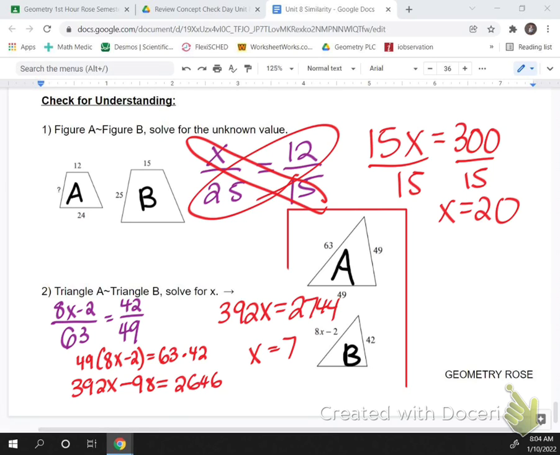All right, we've got some homework. It was a shorter lesson. We're just using similarity to solve equations with proportions. I'm going to pass out this homework.